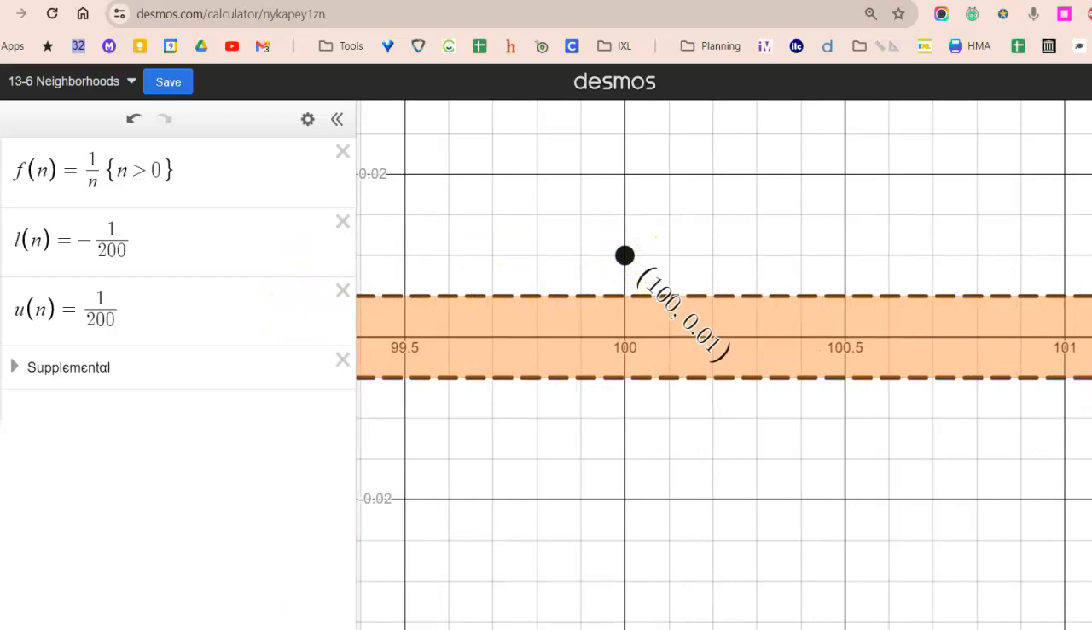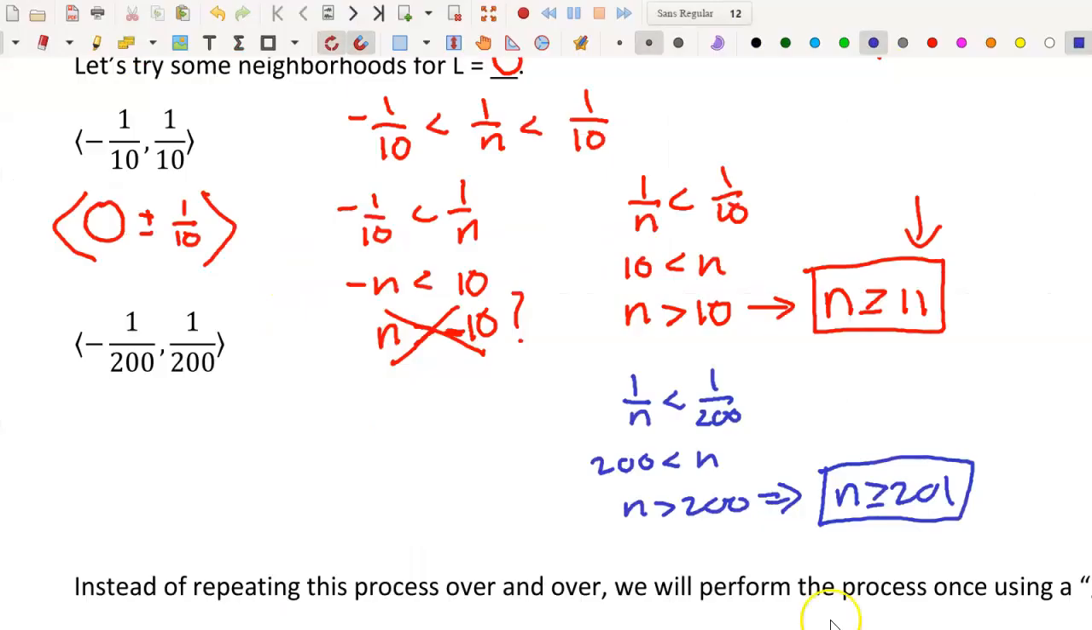And as you saw when we were solving, we actually have to go to the 201st term to make it inside the neighborhood. 200 gets you to the door or to the gate. 201 gets you inside. Right? So there's this relationship. The smaller these numbers get, the bigger n that's necessary.